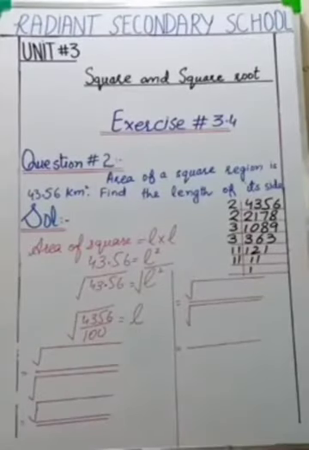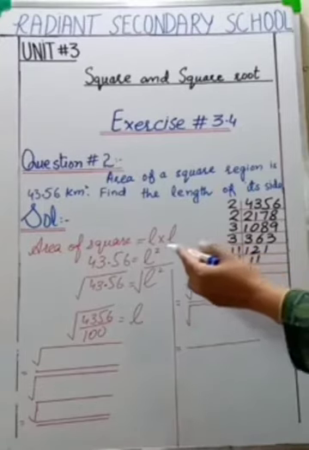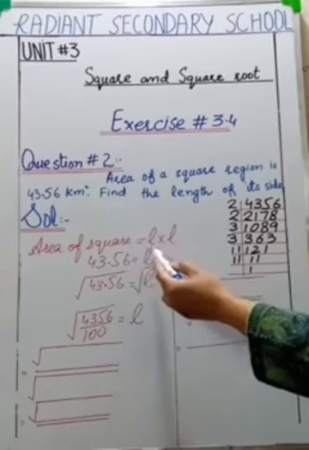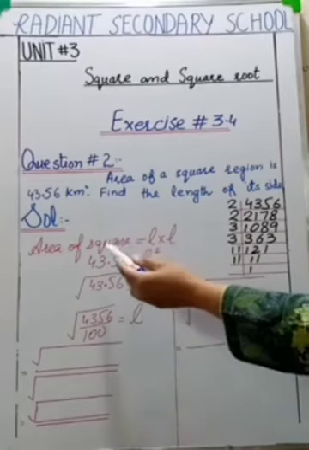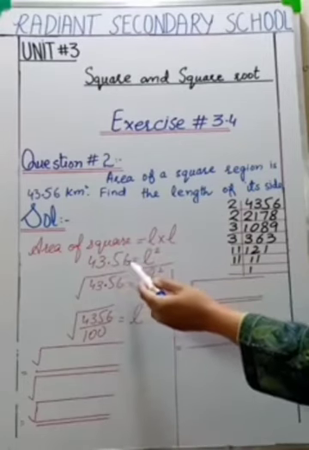The next question is question number 2. Area of a square region is 43.56 kilometers square. Find the length of its side. Students, as you know that area of square is equal to length into length. So area of square is equal to L square.